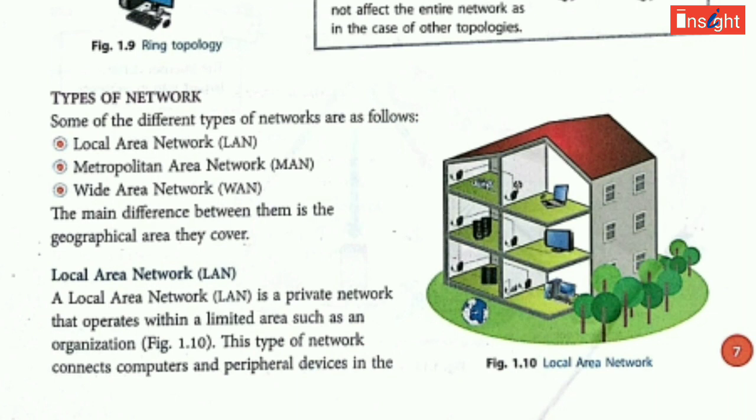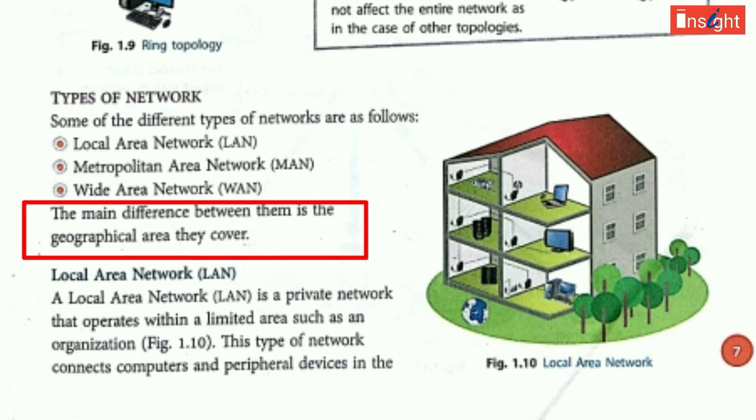Now let us discuss types of network. There are many different types of networks available. Those are local area network, LAN, MAN, metropolitan area network, WAN, wide area network. Apart from this, there are some other networks are also available. Those are WLAN wireless local area network, PAN personal area network. Basically, the main difference among these networks are the geographical area they cover.